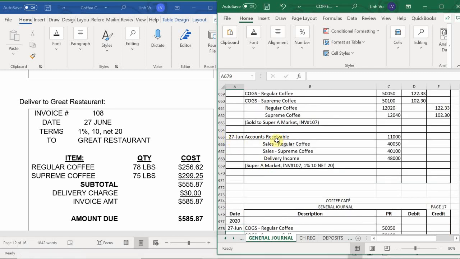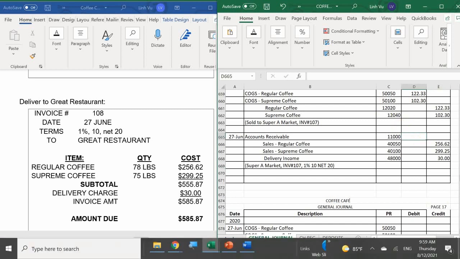Okay, so let's start off with the very first one. We have accounts receivable and sales for regular coffee, sales for supreme coffee, and delivery income. Here we have 256.62 for the regular coffee, sold 78 pounds. And then we sold 75 pounds of the Supreme coffee for $299.25. And last but not least, we have a delivery income for $30.